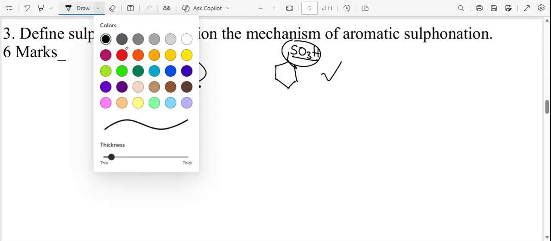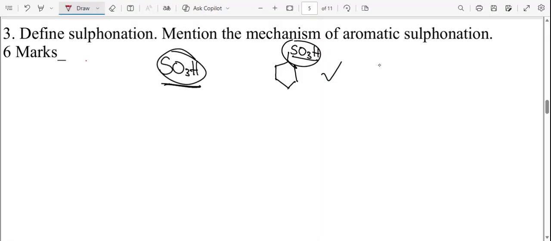So the mechanism goes as follows. One, formation of the electrophile.